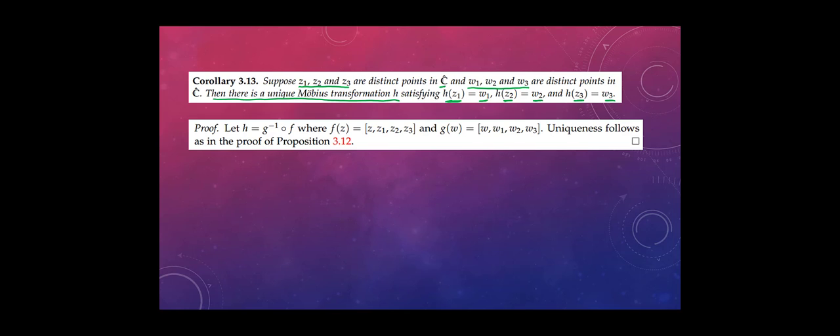So if we want to figure out exactly what this function h is, that sends Z1 to W1, Z2 to W2, Z3 to W3, if you look at the proof, all you have to do is take G inverse of F, where G is this cross ratio here, and F is this cross ratio here. So if you take the inverse of this and compose it with F, then you actually get the function that we're sort of looking for in our scenario.